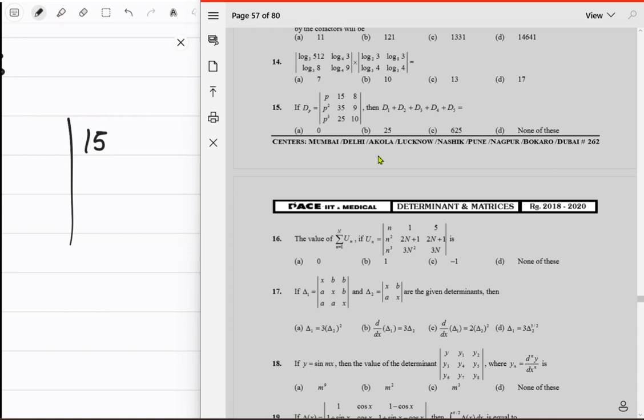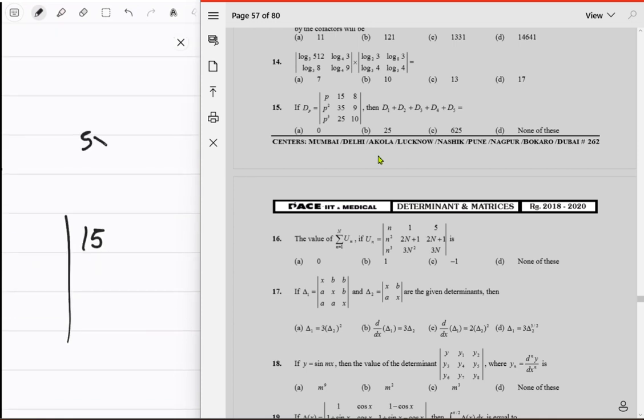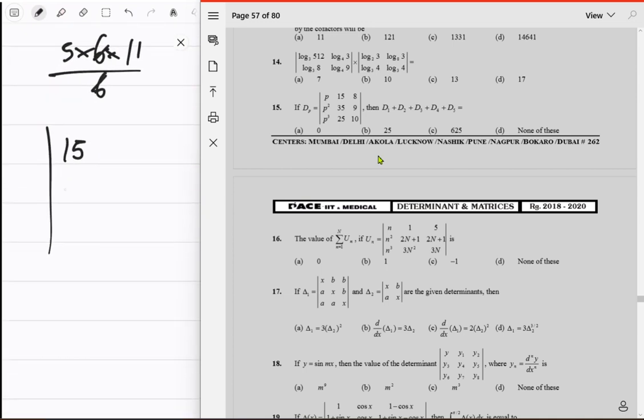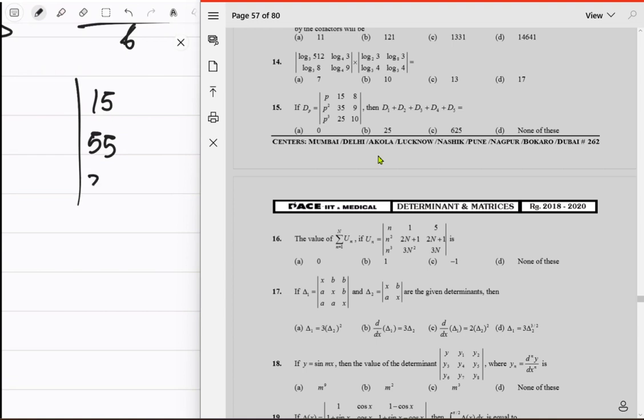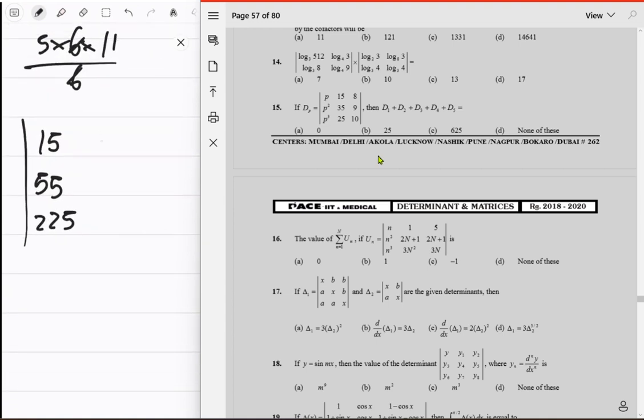Then this is p squared, which is 5 times of 6 times of 2n plus 1, just 11, that upon 6. Well, that is 55. What about this guy? P cubed is just this thing squared, so like 225. And then you got 15, 8, 35, 9, 25. I don't see the logic in this, but whatever. 25 and 10. Okay, and now what?